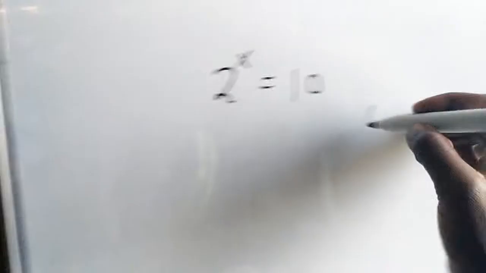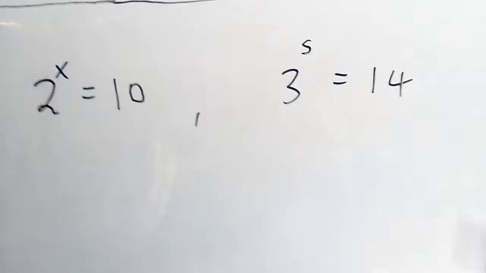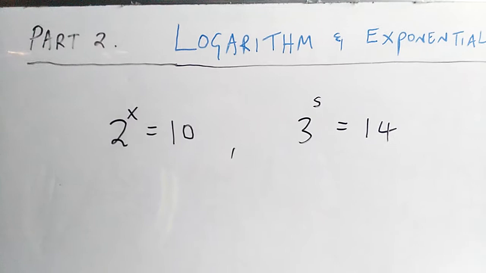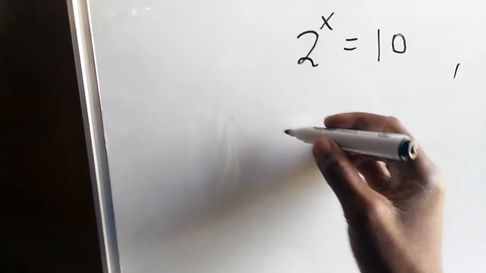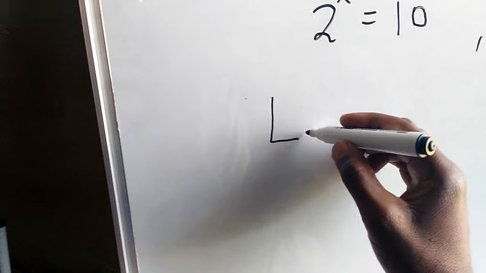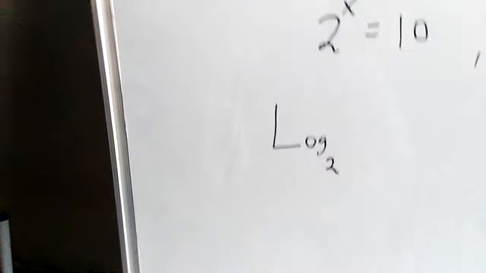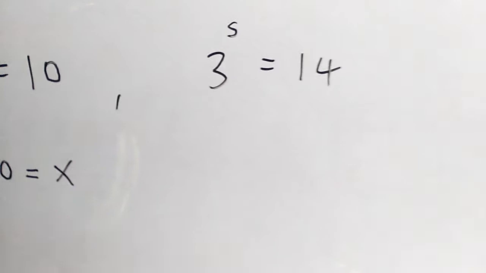Okay, if they say exponents, numbers like 2 to the power of x equal to 10, 3 to the power of s equal to 14, and then they say write these in logarithmic function, logarithmic form, or leave them in logarithmic function or form. You therefore say, I'll introduce the log. This one that has been raised to the power of a letter will drop. So it will be x log of 2, you drop the 2, and then you bring the 10, and then you equate it to your x. Equally here, you introduce the log.